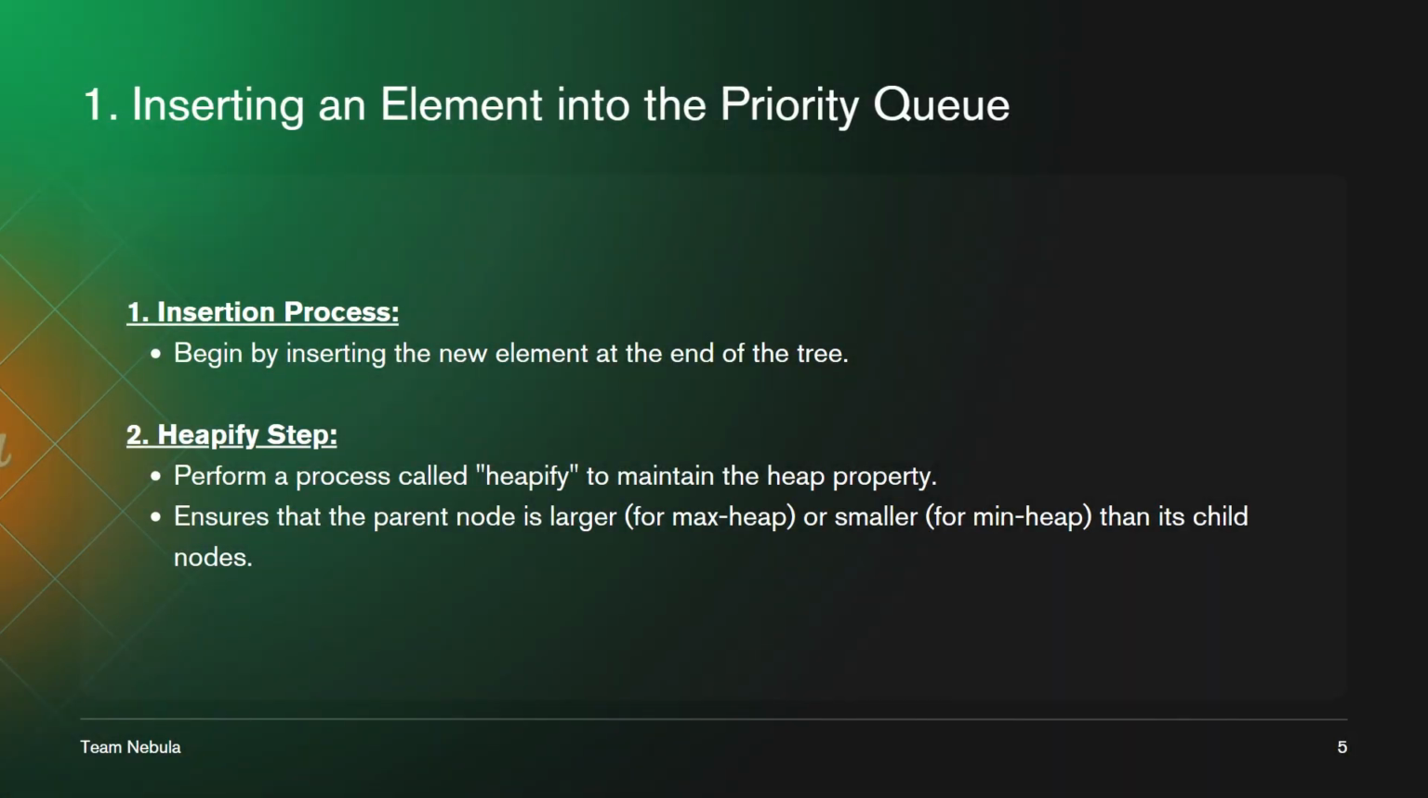Let's now learn how to add an element to a priority queue, particularly a max heap. This process involves a couple of simple steps. First, we insert the new element at the end of the heap. Then, we perform a step known as heapify. This essentially ensures that the heap property is maintained, meaning the parent node should be larger for a max heap or smaller for a min heap than its child nodes.